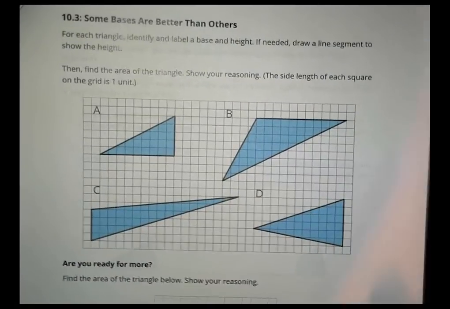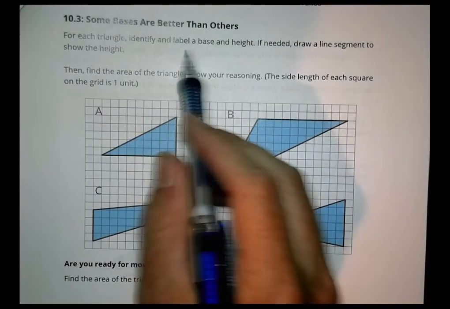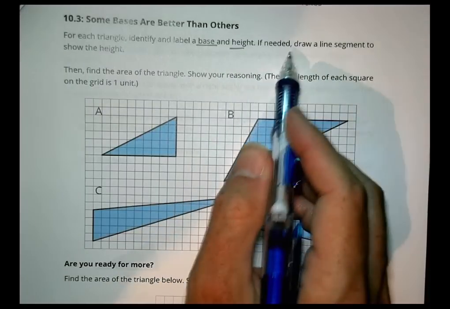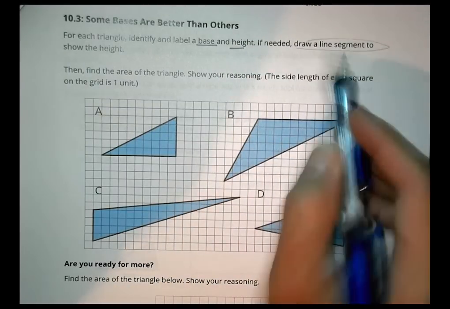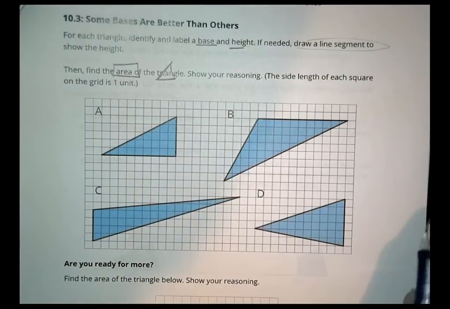It says some bases are better than others, and this is very true. Some bases are a little better than others, and so we'll show you why with this next one. It says for each triangle, identify and label a base and a height. If needed, draw a line segment to show the height. Then find the area of the triangle and show your reasoning.